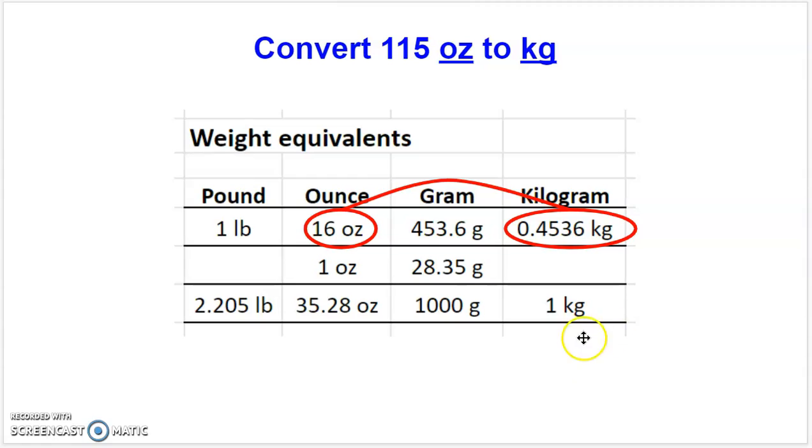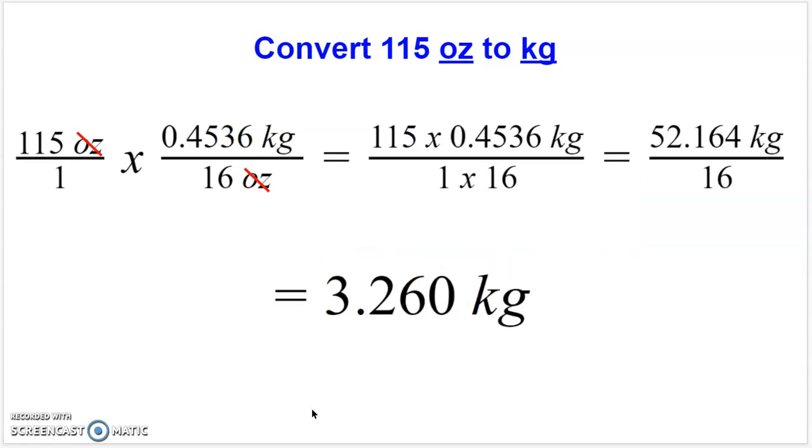So I look in my weight equivalence chart for something connecting ounces and kilograms. So 16 ounces is 0.4536 kilograms. And then I just go through my normal process. So 115 ounces over 1. This is my conversion fraction, 0.4536 kilograms over 16 ounces. That's the thing I got from the conversion chart.